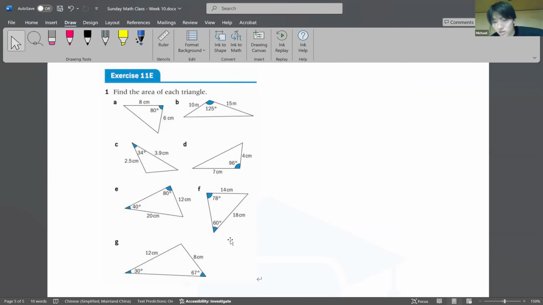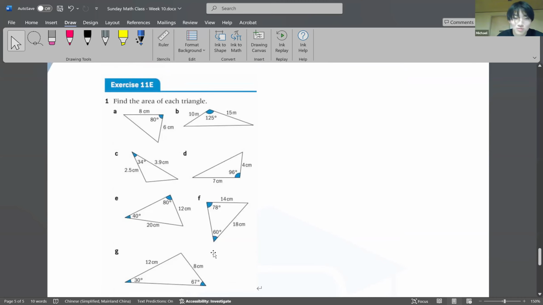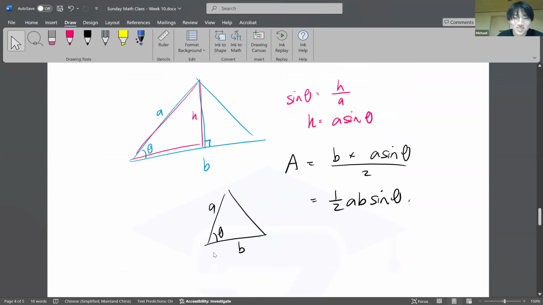Can you go back to the formula thing? I told you to copy it down, bro. I was too slow. You're copying the derivation. You can just copy the formula. Formula is just area equals half AB sine theta. Okay, got it.